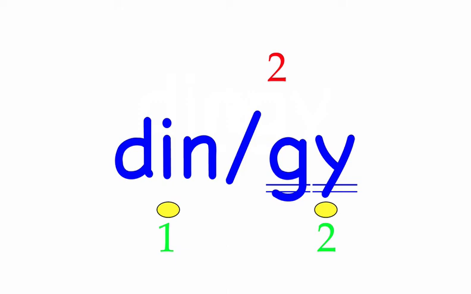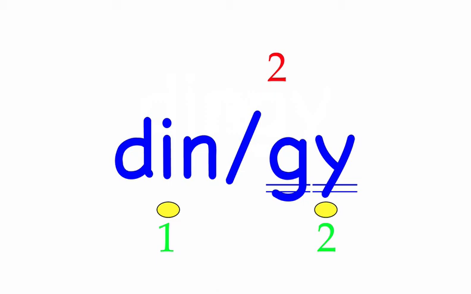Dingy. Now, we have a rule that says when N is followed by G or K, then N will represent its second sound. Why is N not representing its second sound here? It's followed by the letter G, but G is representing its second sound, J. So N is actually being followed by the J sound, which does not cause the N to represent its second sound.